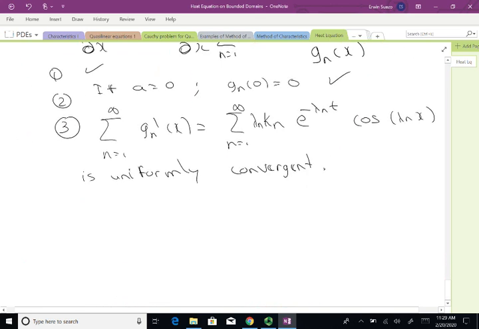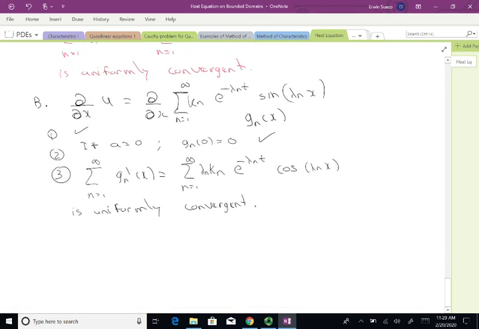So you see how hard mathematicians have to work to do this correctly. And finally, part C, that is the one I'm going to do. We're going to justify that I can interchange the second derivative with respect to x with the sum.